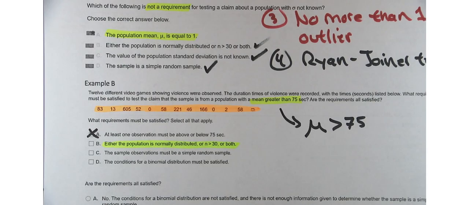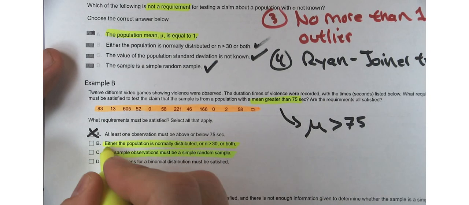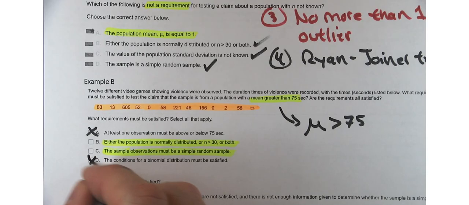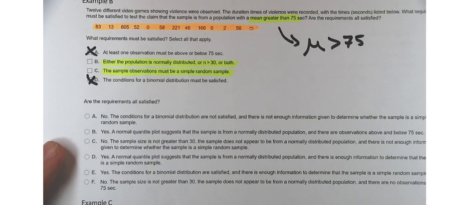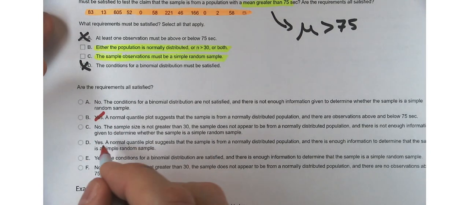The sample observations must be a simple random sample. Yeah, I got that one. Is there a requirement that the conditions for a binomial distribution be satisfied? No. We'd need a normal distribution under some circumstances, but no. So, are the requirements satisfied? I'm saying they're not. So that means it's easy to get rid of this one, and this one.